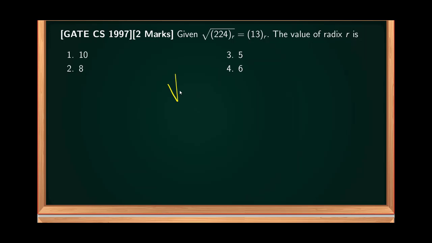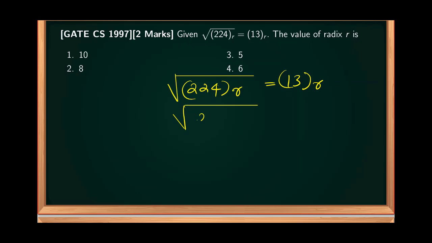Given √(224 to the base r) equals 13 to the base r. Converting into decimal, √(2r² + 2r + 4) = r + 3.